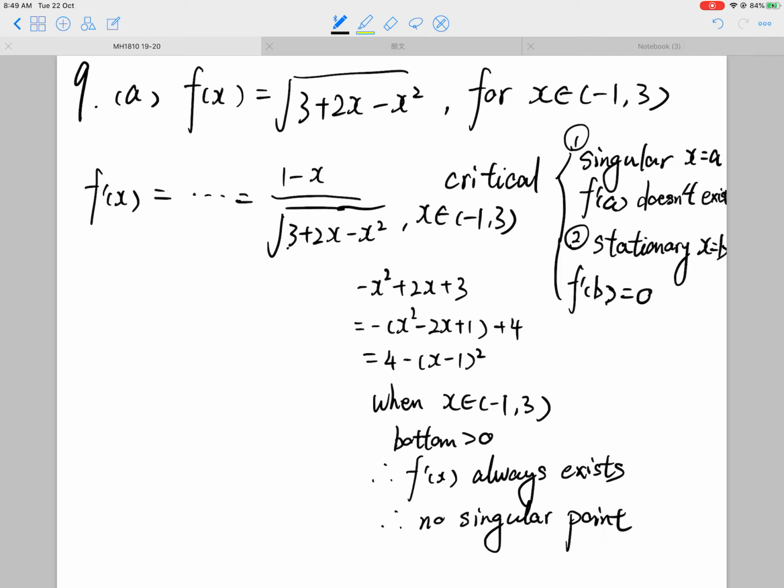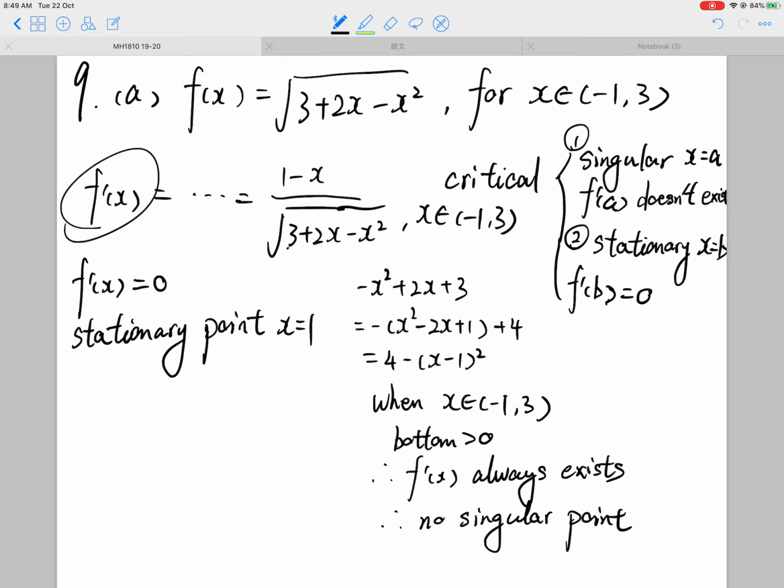Okay, what about the critical point? You just have to let f prime x equals 0, then the top equals 0, so the stationary point is x equals 1. Okay, then classify it. Is it a local maximum? Is it a local minimum? Or is it neither, like a saddle point or anything else? So theoretically, we have to figure out its second order derivative. But here, for this part, we don't do that. We just look at the derivative.